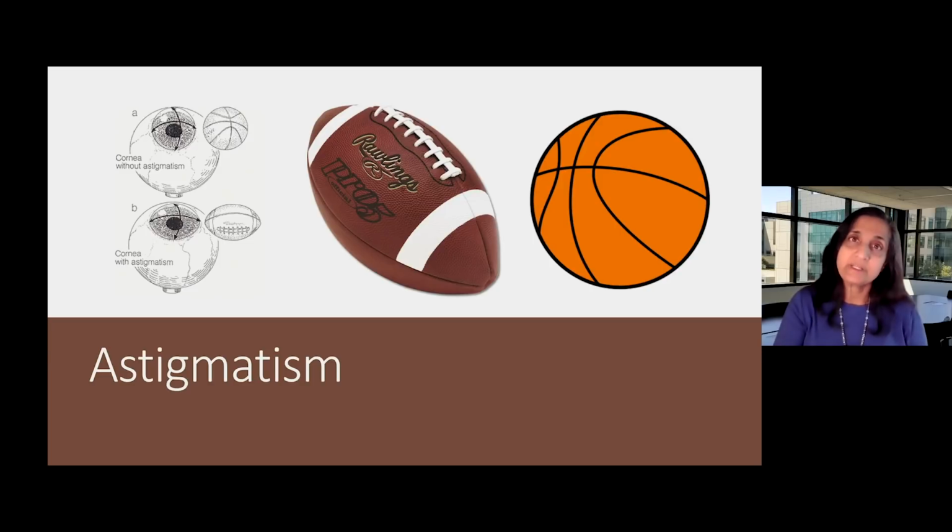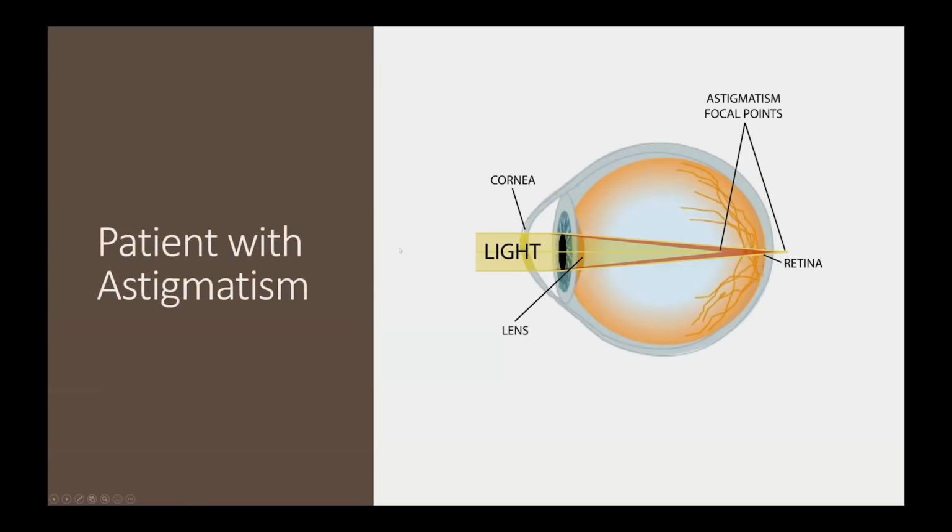But someone with astigmatism has a cornea that's shaped a little bit more like a football, where the curvature in one direction is different than the curvature in the other direction. One direction is steeper and the other direction is less steep. As a result, those different curvatures focus differently on the back of the eye. The steeper curvature focuses in front, and the flatter curvature focuses behind.